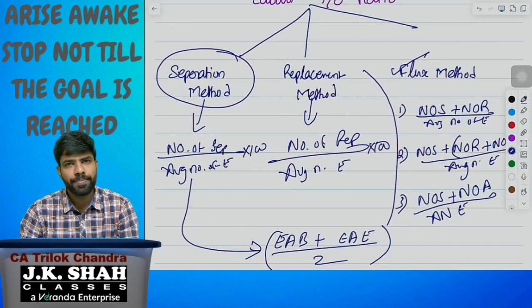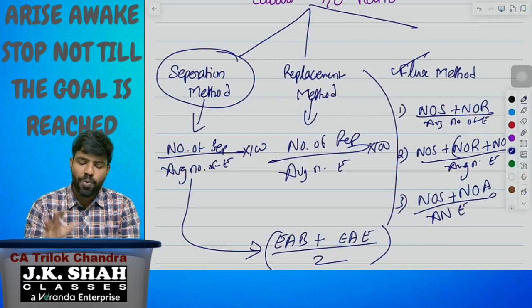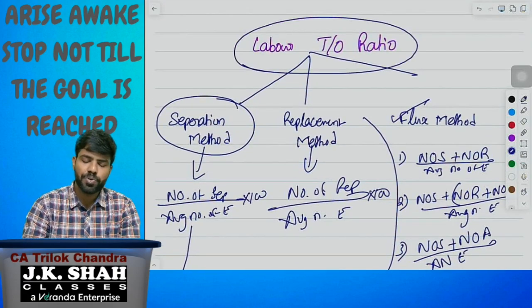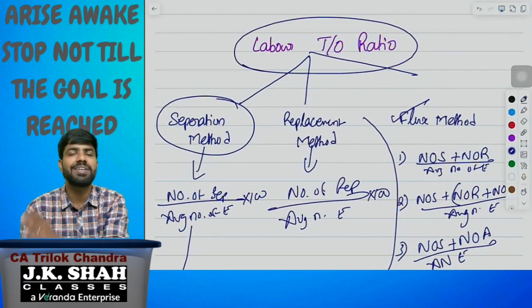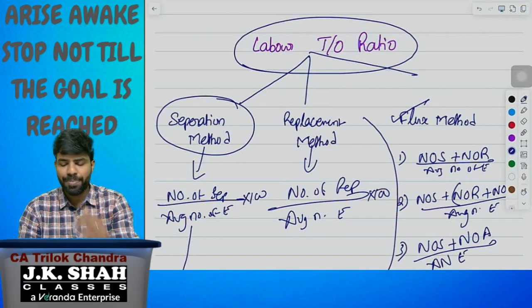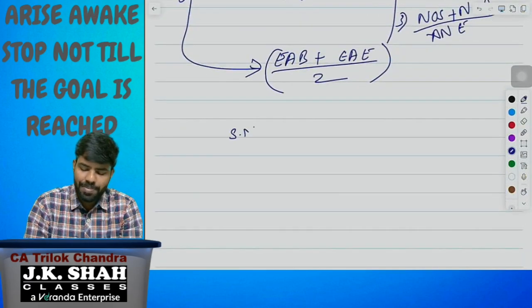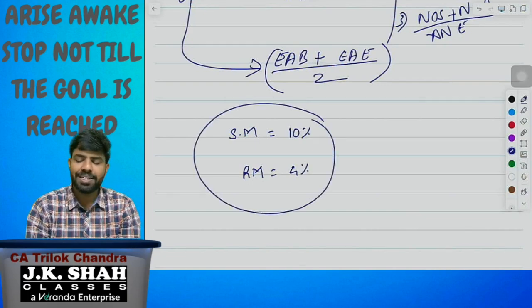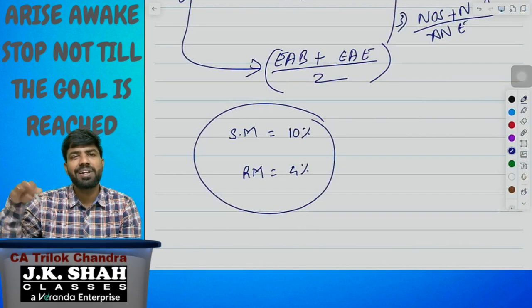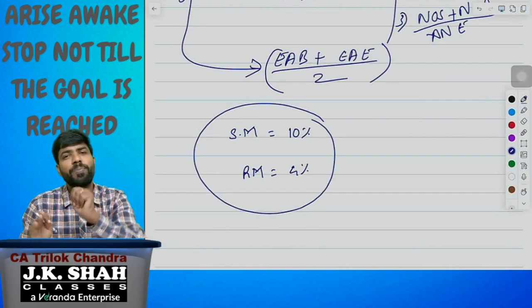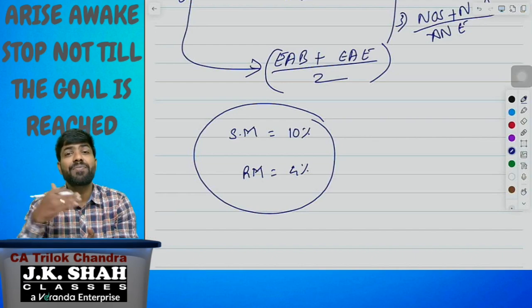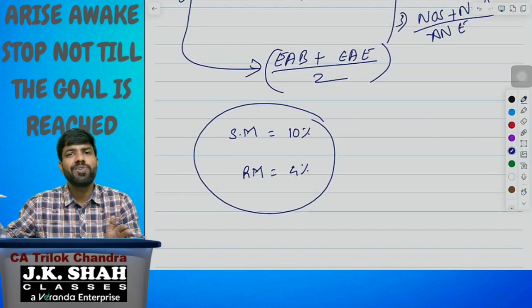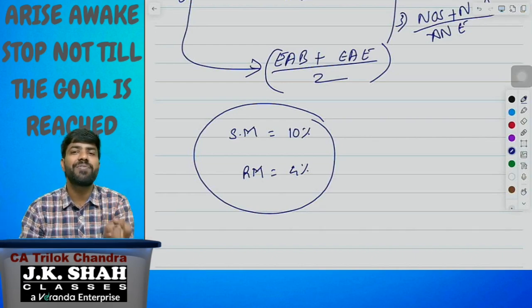Are you understanding? These turnover ratios help to take certain decisions in the organization. How will it be helpful? Let me take an example. Separation method is giving 10%, replacement method is giving 4%. What indication can we make from this? Separation is 10%, meaning people leaving the organization is 10%, whereas replacement is only 4%. What is happening? There is a gap of 6%. If it continues like this over a period of time, there will be labor deficiency.